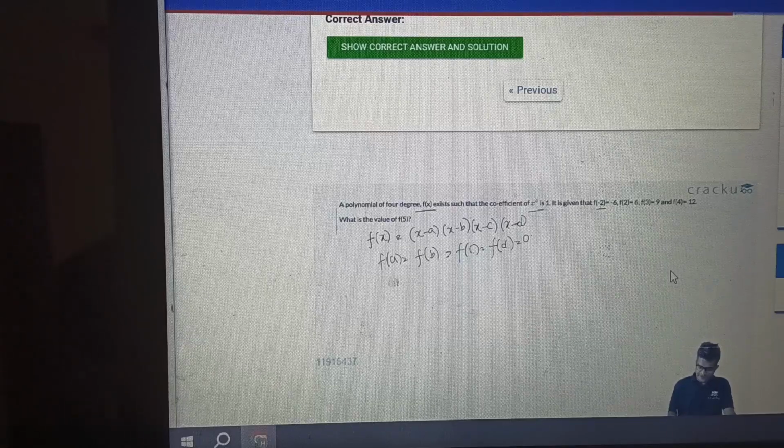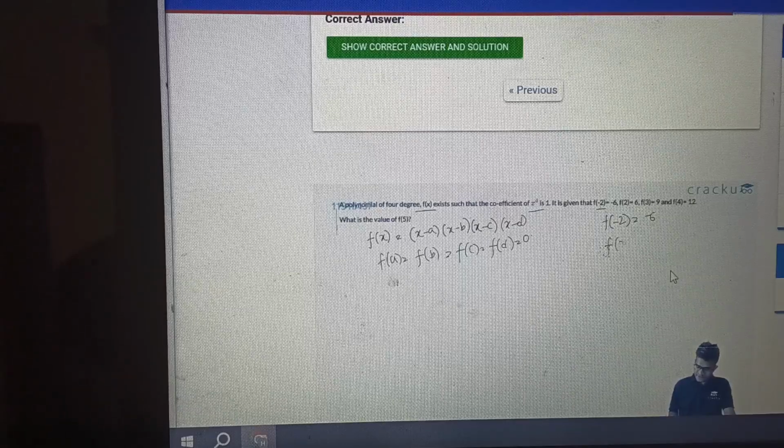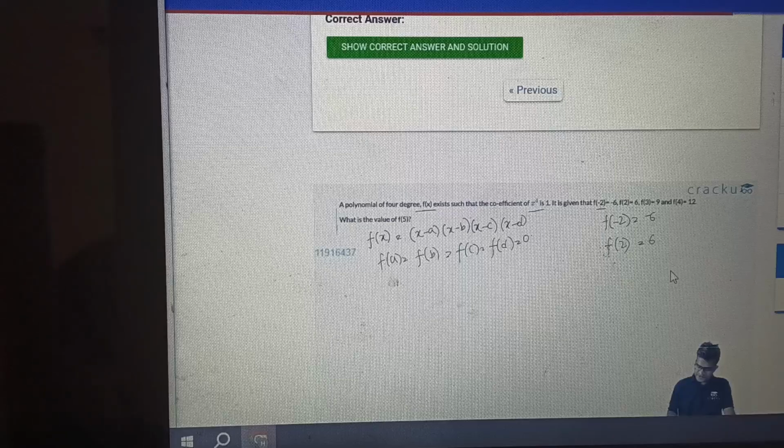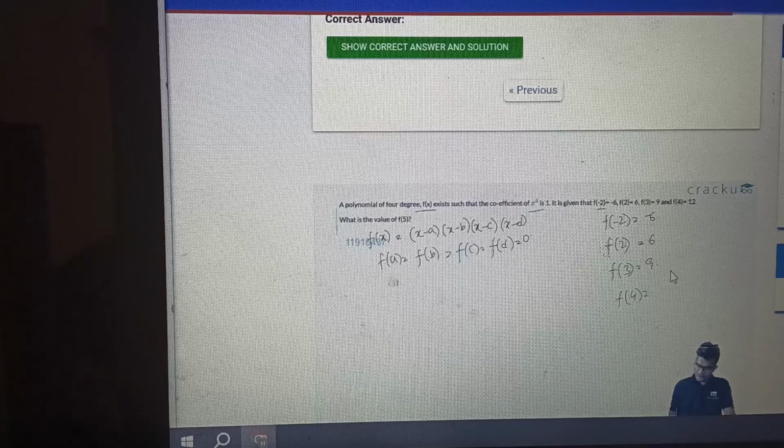We are given the value of f of minus 2. We are told that f of minus 2 is equal to minus 6. We are given the value of f of 2. This we are told is equal to 6. F of 3 is equal to 9, and f of 4 is equal to 12.